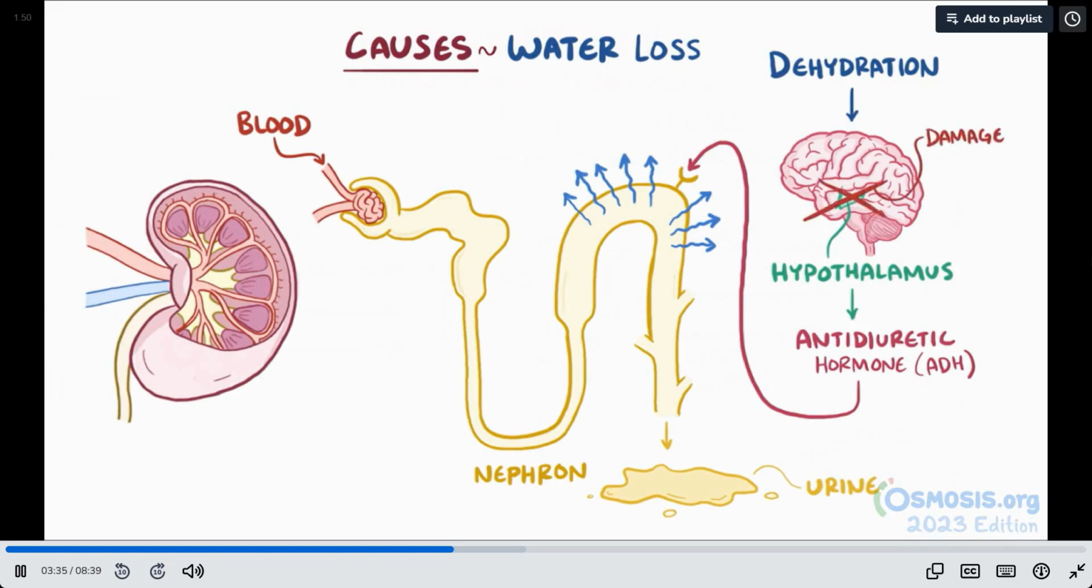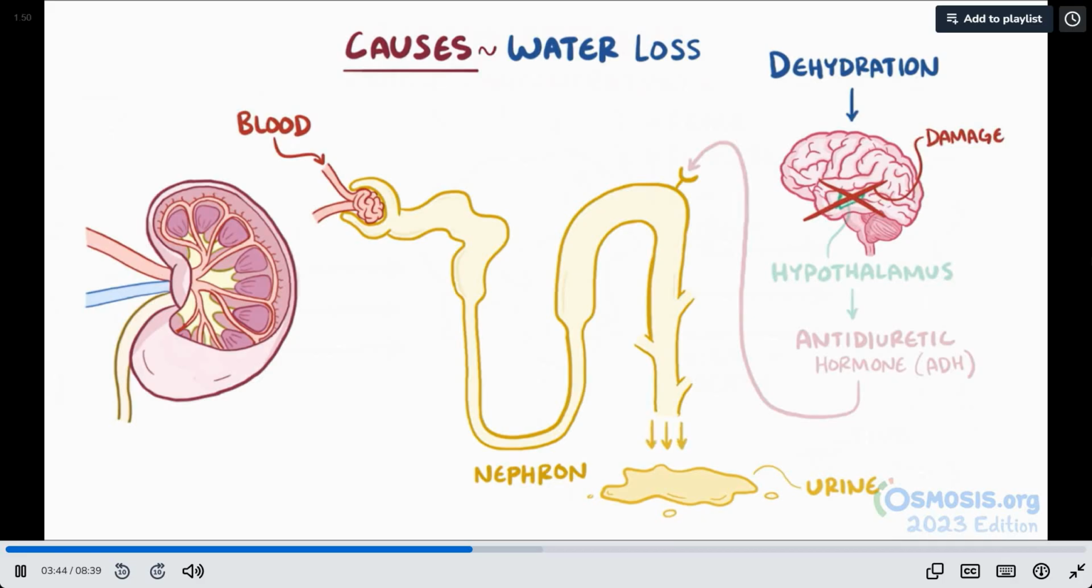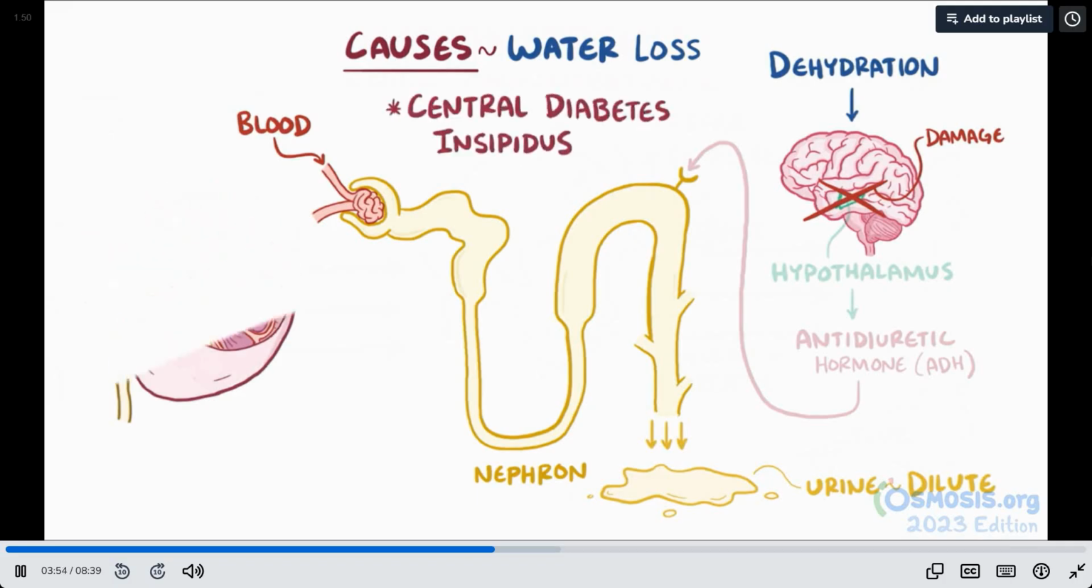So if there's brain damage affecting the part of the hypothalamus that controls the release of ADH, then ADH levels could fall and the nephron wouldn't absorb as much water, meaning more fluid gets lost and the urine becomes more dilute, and the sodium concentration in the blood gets more concentrated. This is called central diabetes insipidus, because the fault lies centrally in the hypothalamus.